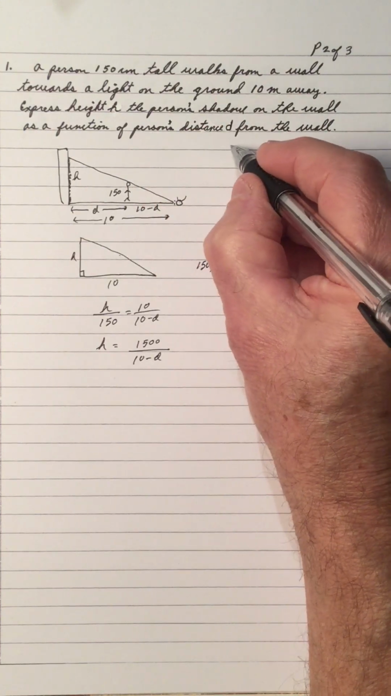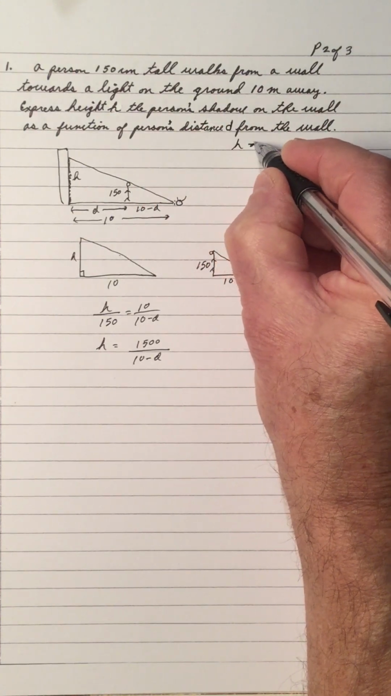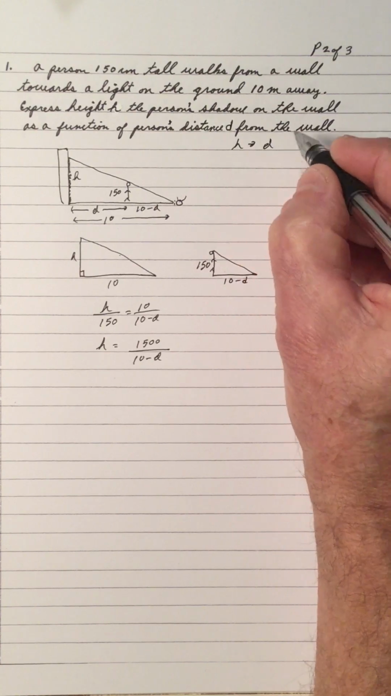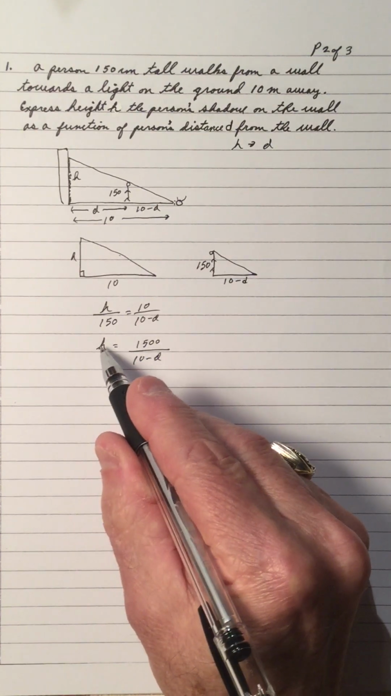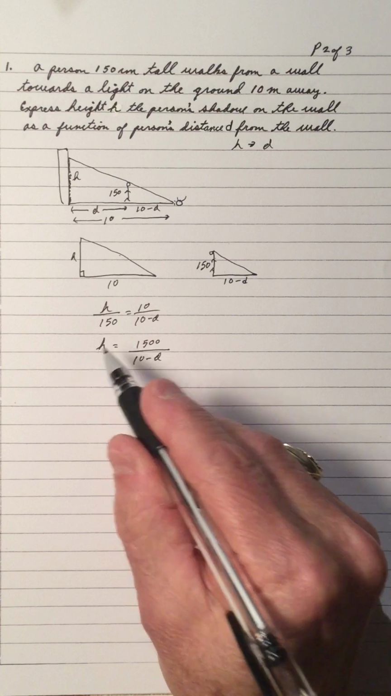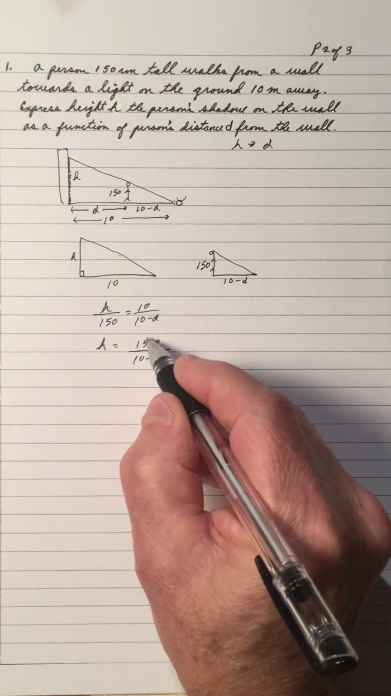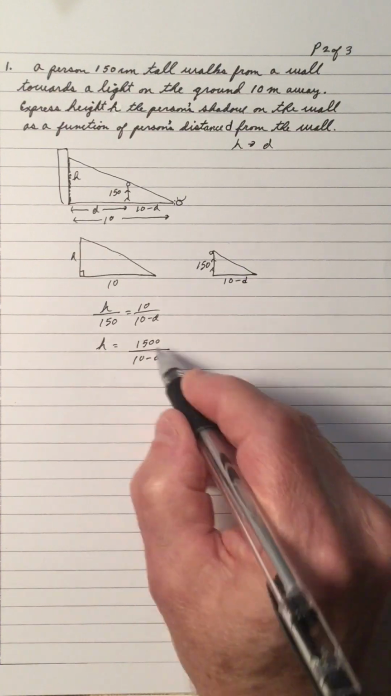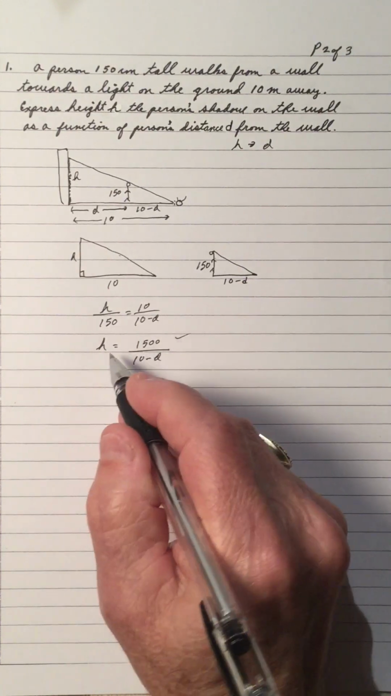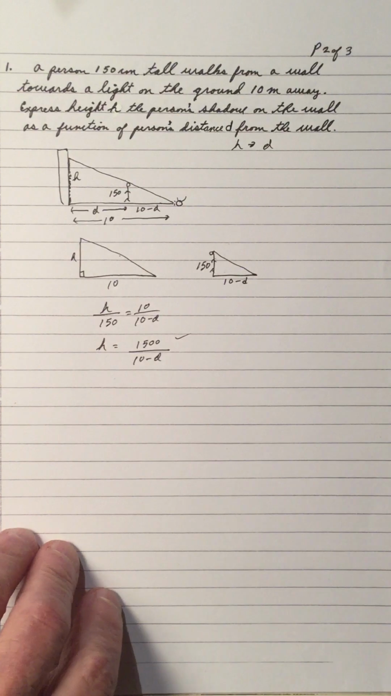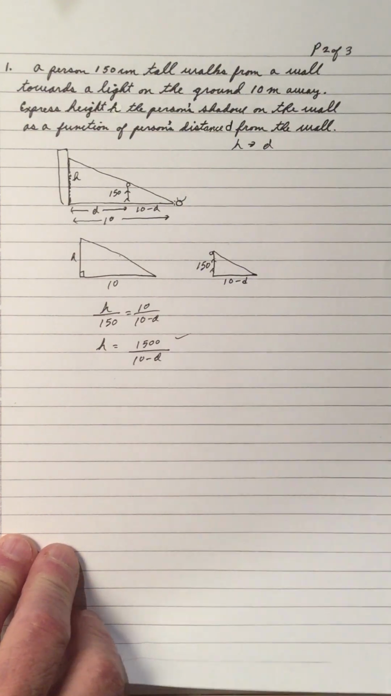So remember, the height h is a function of the distance d. So all I needed was the h on the left side and the d on the right side. So multiplying the 150 by 10 leaves the h right where it is, and so that's the height as a function of d. And we had to use similar triangles to get that. Now let's do another one.